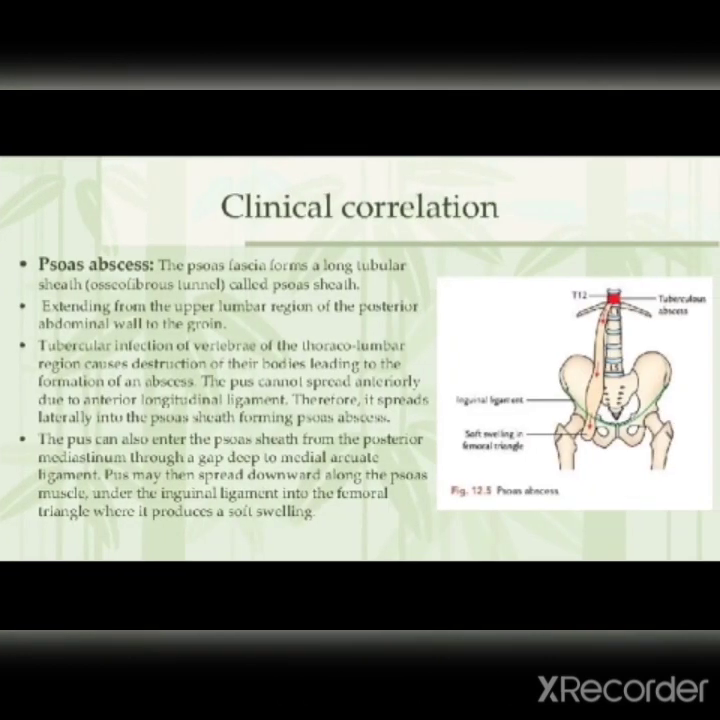Now the clinical correlation. What are the clinical correlations? The clinical anatomy of this posterior abdominal wall. So the psoas abscess. What is the psoas abscess? The psoas fascia forms a long tubular sheath, an osteofibrous tunnel called the psoas sheath, extending from the upper lumbar region of the posterior abdominal wall to the groin.